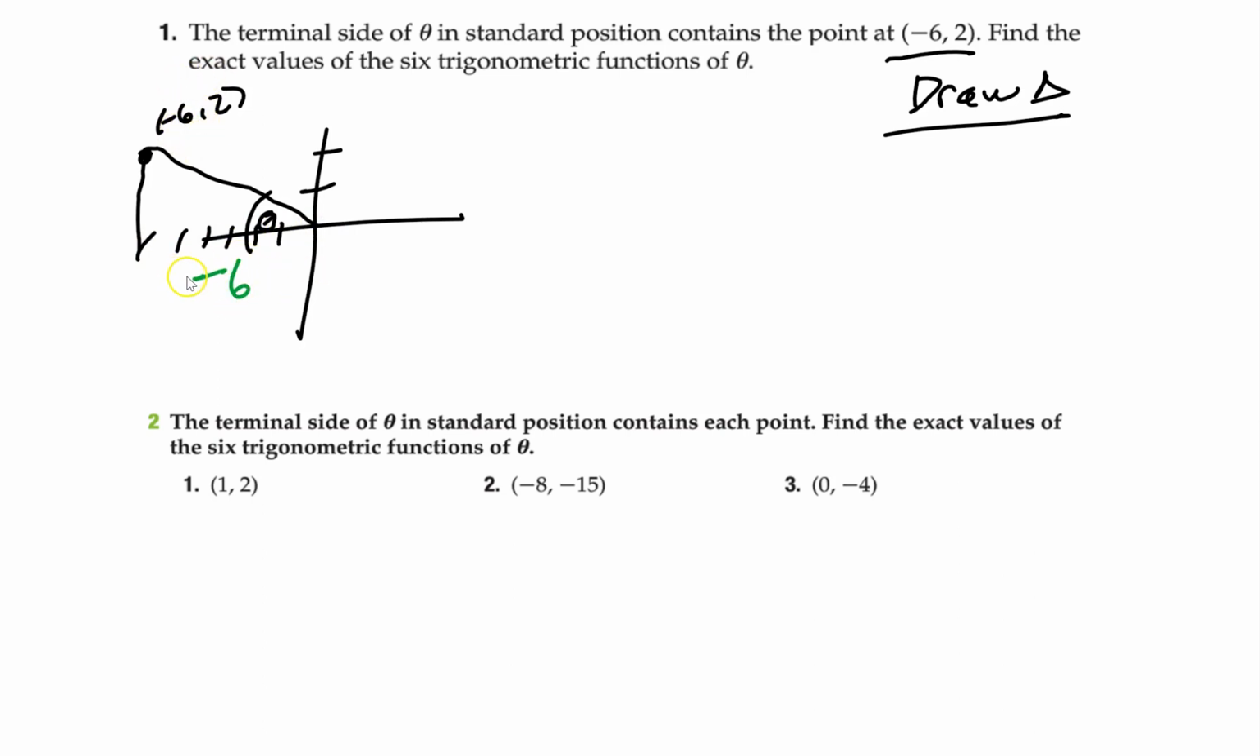That's all you went on the point, right? Negative 6, you went to the left. If you go to the left, it's negative. If you go down, it's negative. And like a normal graph, if you go right, it's positive. You go up, it's positive. We went up 2, so positive 2.